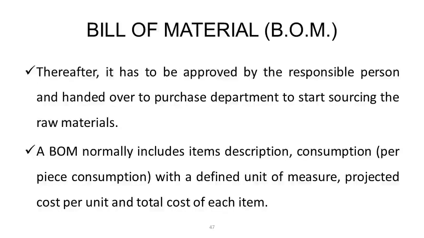Now, once you have made this list, suppose you are the merchandiser, you have to get it approved by your boss, or it has to be approved by the responsible person, someone who has the authority. Once that person with the authority signs it, then you hand it over to the purchase department. The purchase department will start buying these raw materials. Now, bill of material normally includes item description, consumption per piece, with a defined unit of measure, and then projected cost per unit and total cost of each item.